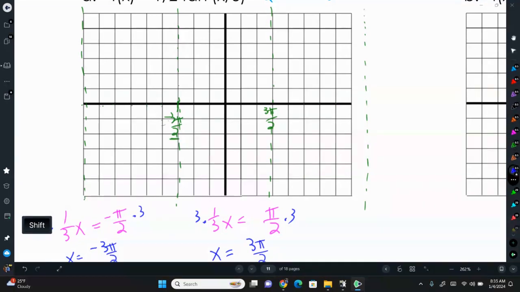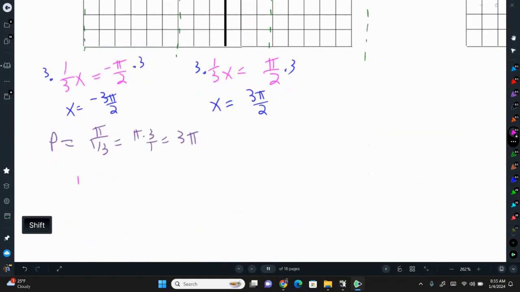So now what we're going to do is make our y values. So let's just do 1/2 here, negative 1/2 there. Now our midline is y equals 0.